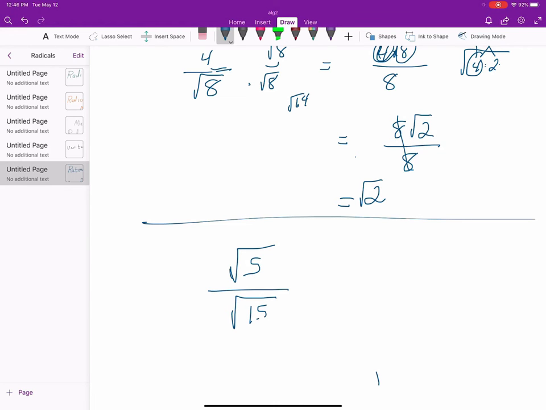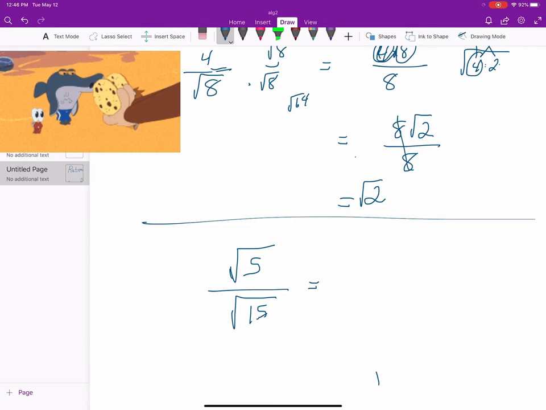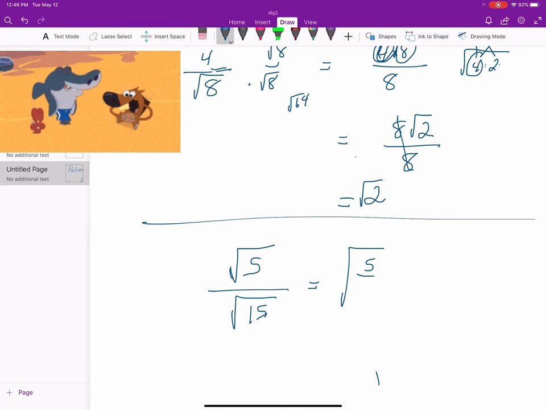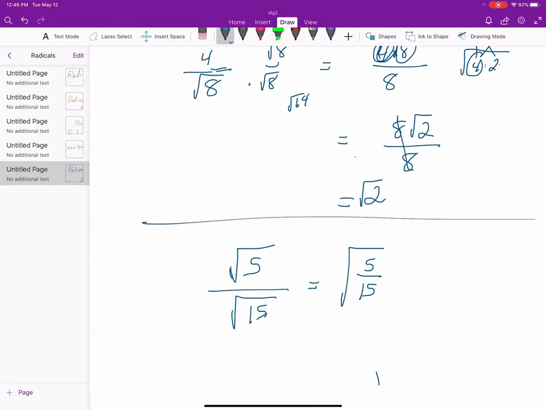Okay, now we have one like this. Now in this case, you could do a couple different things. One, you can rationalize, or you can write it like this. And that is okay to do. Now, why do we do that? Well, because now I can reduce what's inside there, and I get this, which is considerably easier to rationalize.